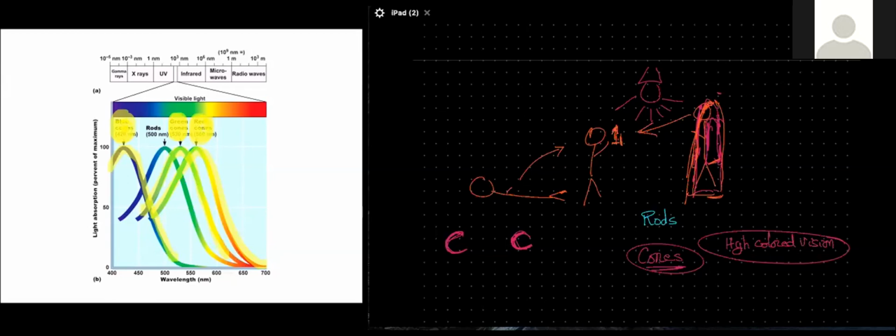What if I have light that is infrared or ultraviolet? Can I see those lights, ultraviolet or infrared? No, I don't have receptors to detect them. All that is in between can be detected by my photoreceptors. All right, questions?